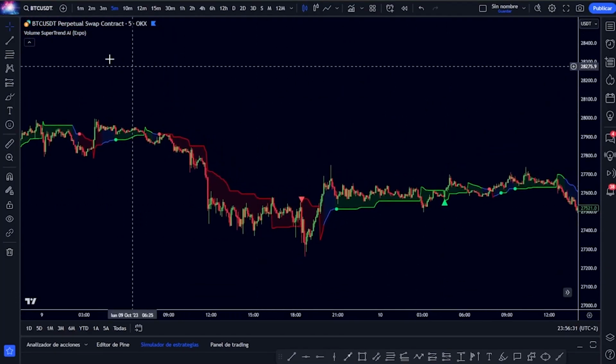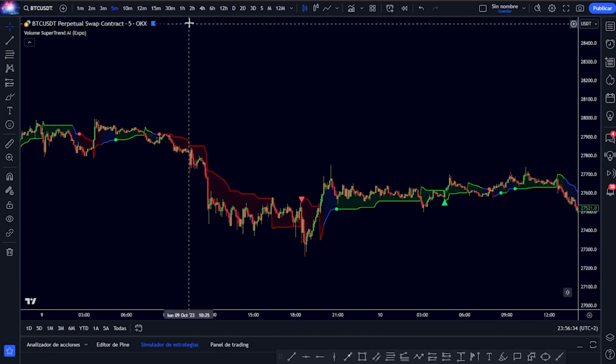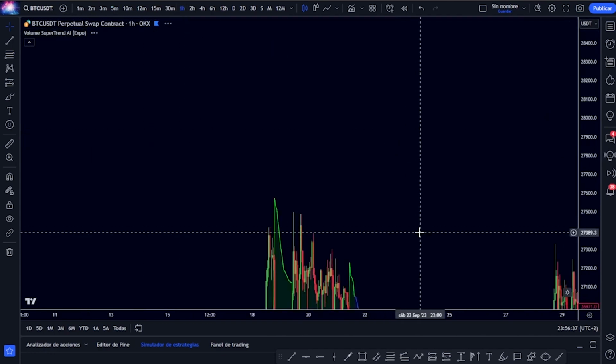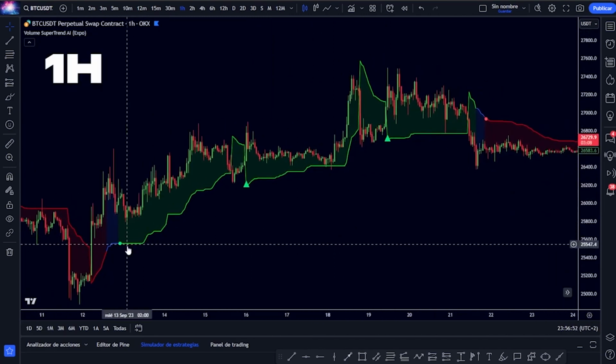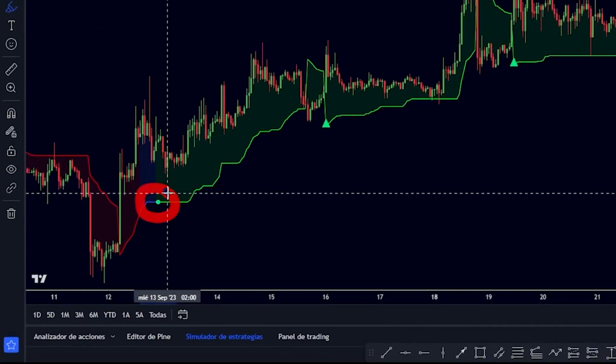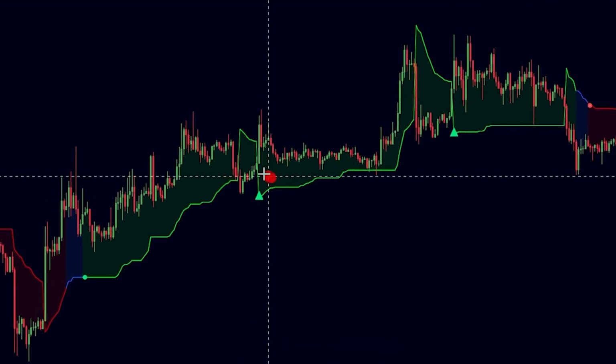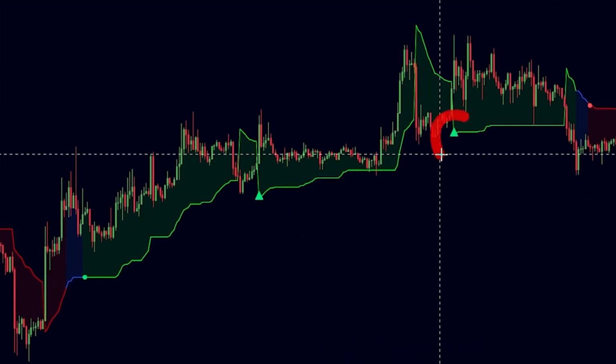The first thing we have to keep in mind is that, being a super trend, it is always going to be more effective in high time frames for medium and long-term operations. For example, in 1-hour candles we can see how this green point marks the beginning of a possible uptrend, which is confirmed by this green continuation arrow, and also by this one here.